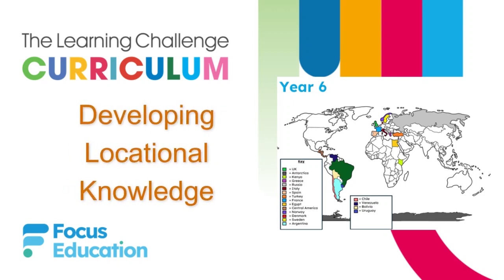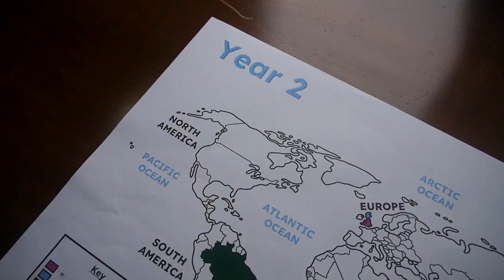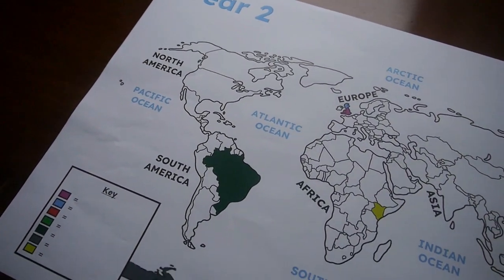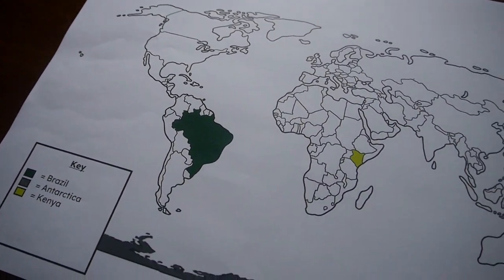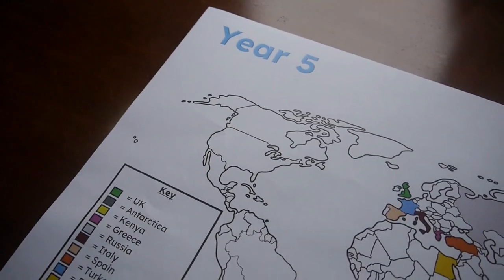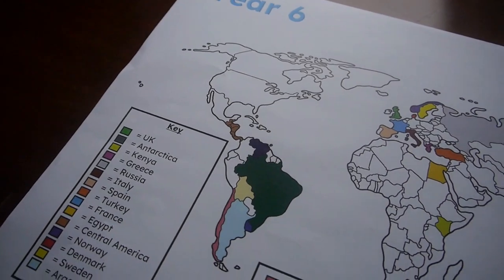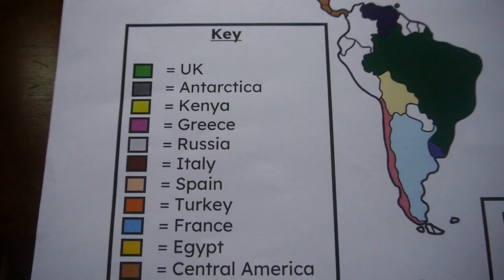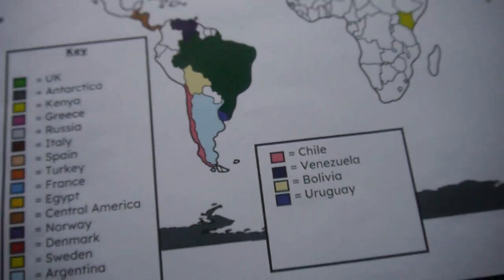A progressive approach to developing locational knowledge in geography using maps. For each year group, there is a world map highlighting locations that have been studied in previous years. From Year 1 to Year 6, these locations are colour-coded so that children can refer back to them easily during geography lessons. There's a simple key that can be used and referred to on each map.